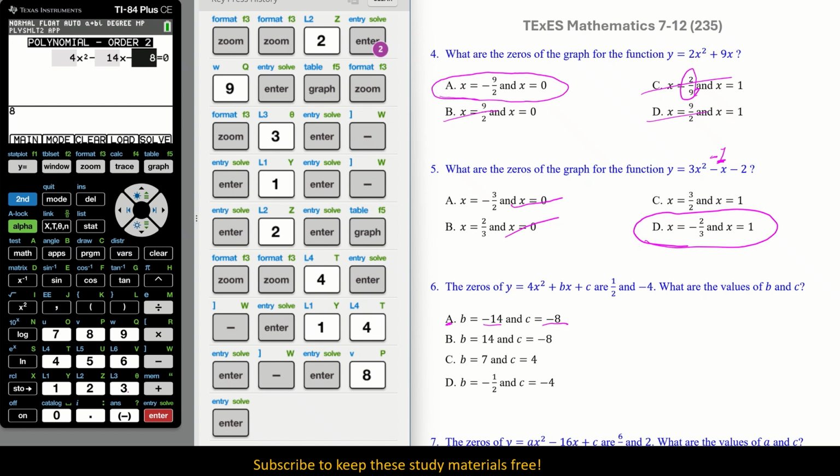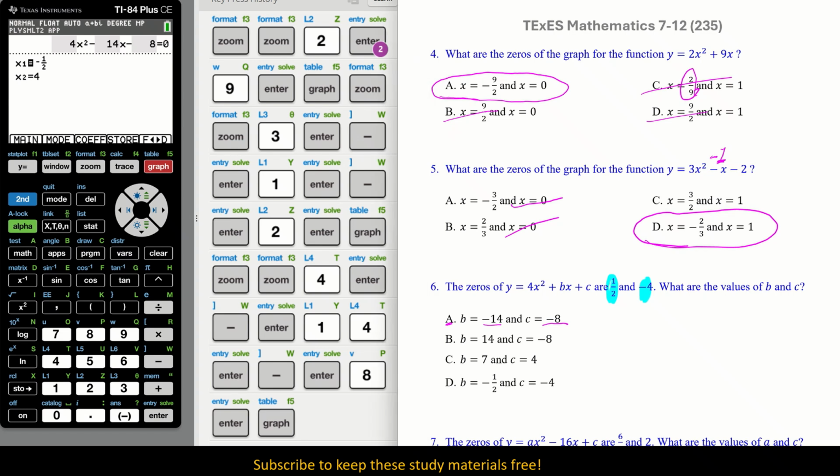When we solve, we should get back what we started with. We should get the zeros, and those were the given zeros. Okay, so push solve. No, they are the inverse signs, so the signs are wrong. The values are correct per se, but we have a negative half and a positive 4. So obviously A is not what we need. So mark that out. Let's try B.